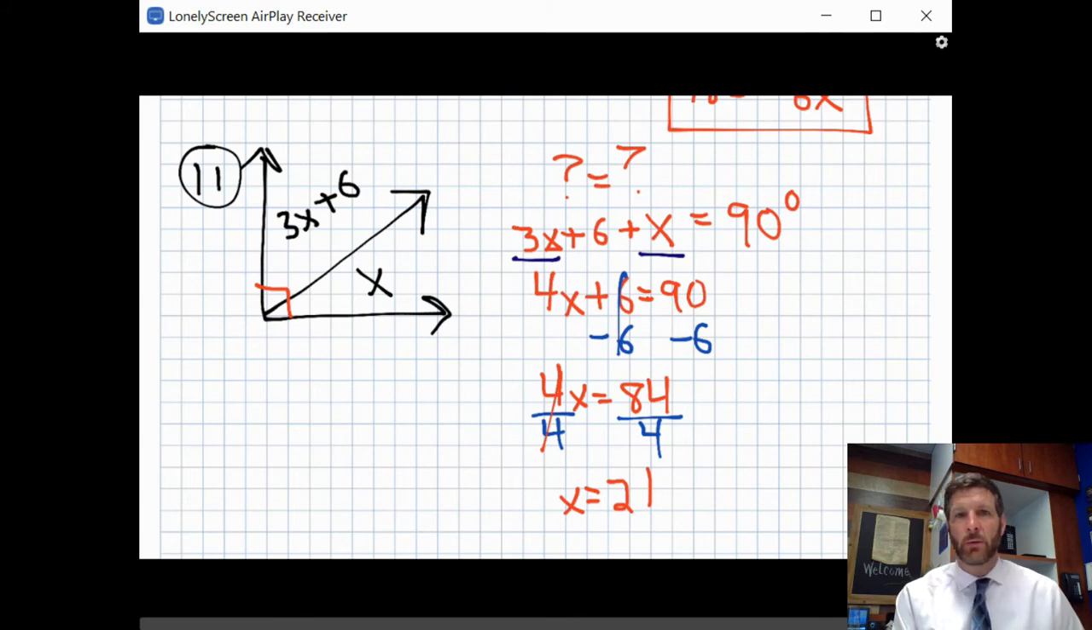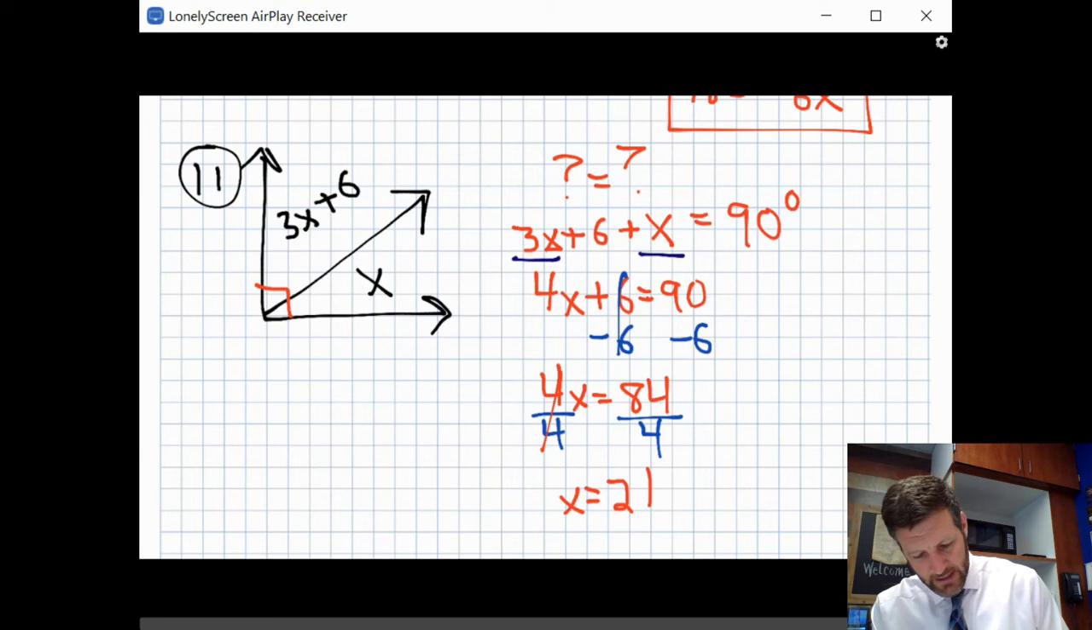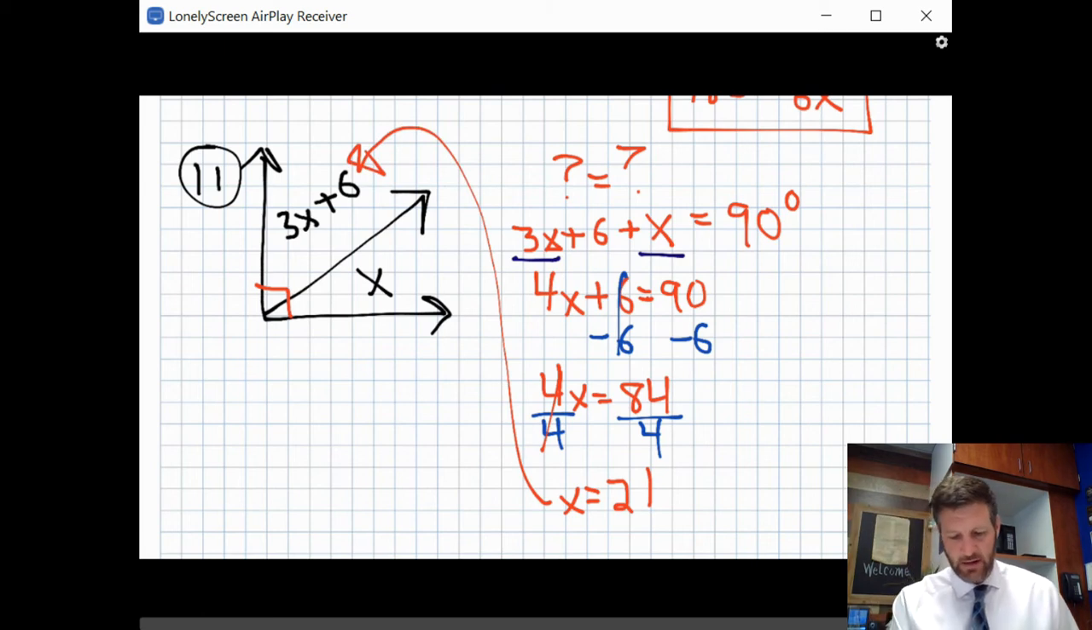All right, bingo, 21. But they didn't ask for what x was. So my answer is not 21. They asked for the original angle that was 6 more than 3 times it. So that means I'm trying to find that guy right there, or gal, or it.